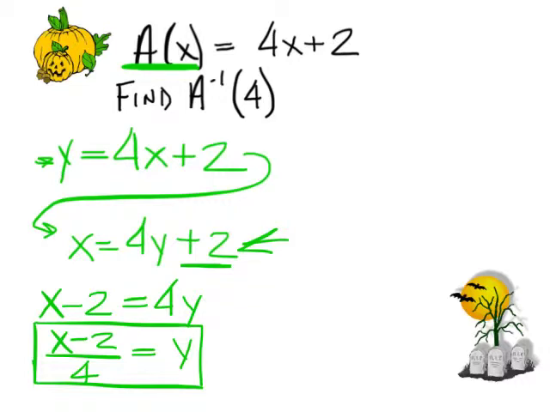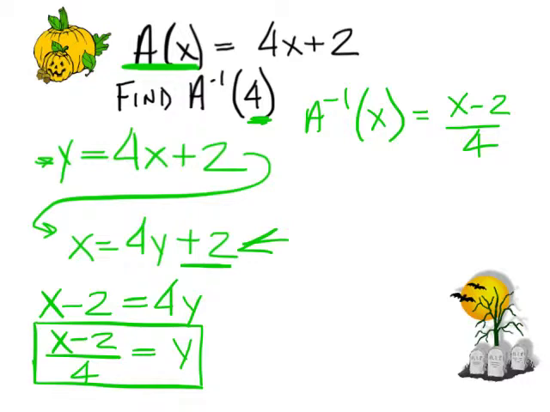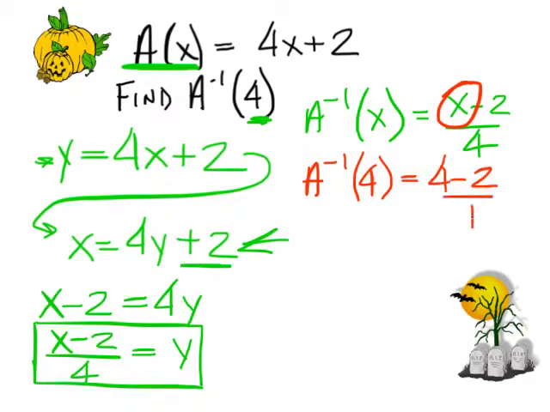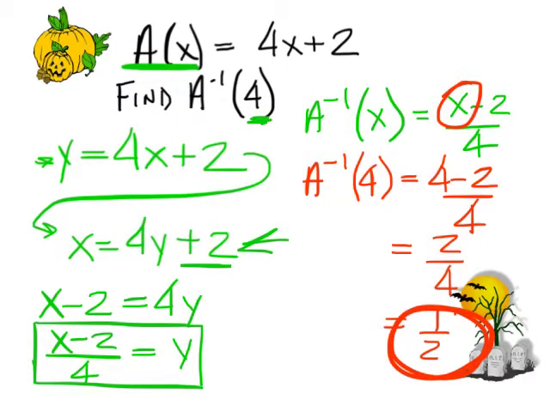So you could actually write it like this. The inverse of a would be x minus 2 over 4. And then from there, you plug in the number that was given to you. So you need to evaluate the inverse of a of x for a 4. And put that in here to get 4 minus 2 over 4, which is 2 over 4. That makes the final answer a half.